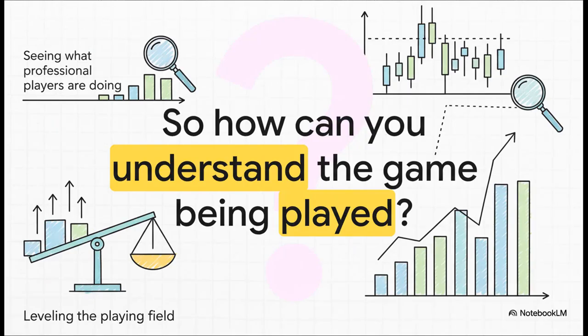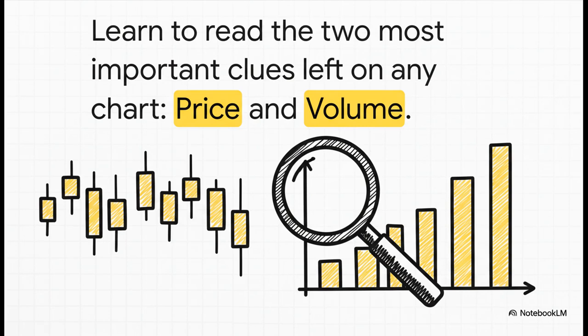So the big question is, right? If the game feels stacked against you, what do you do? How can you possibly start to understand what's really going on? How do you get a peek into what those big professional players are up to? Well, the answer is actually right there in front of you on every single chart. It comes down to two things, two massive clues that every transaction leaves behind. First, you've got price, and second, you've got volume. That's it, price and volume. These two things are the absolute building blocks for figuring out the market story.